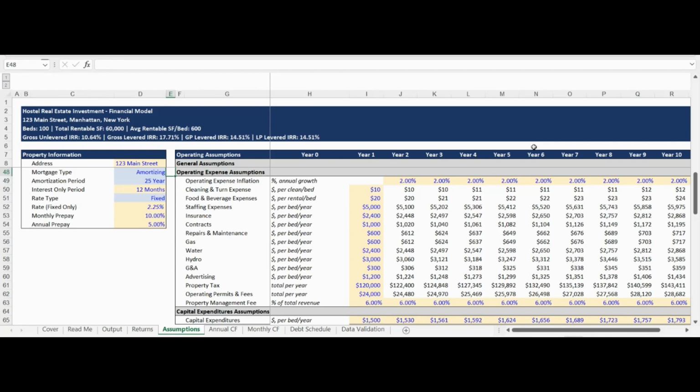If you are utilizing additional property management, a property management fee input is provided as a percentage of revenue. The final operating expense assumption is an input for annual capital expenditures, which could be a lender requirement or a conservative cash reserve by ownership.